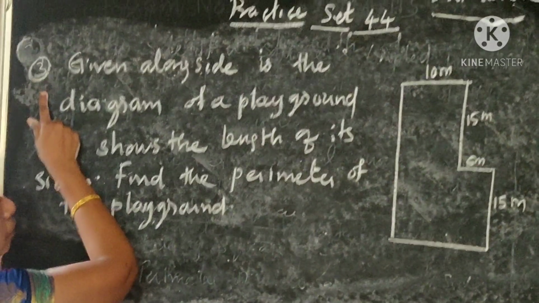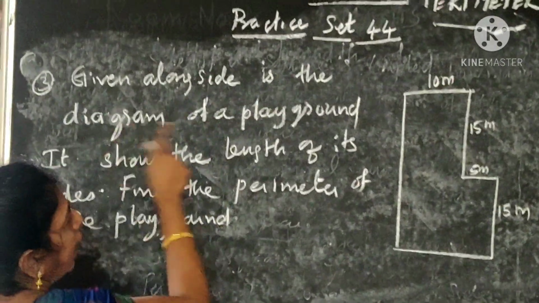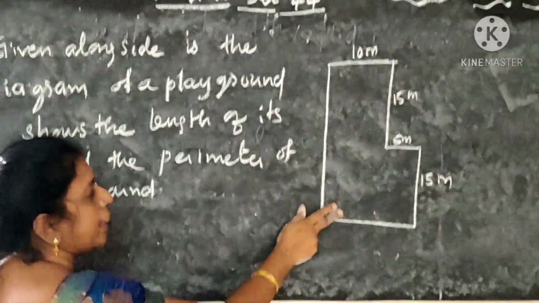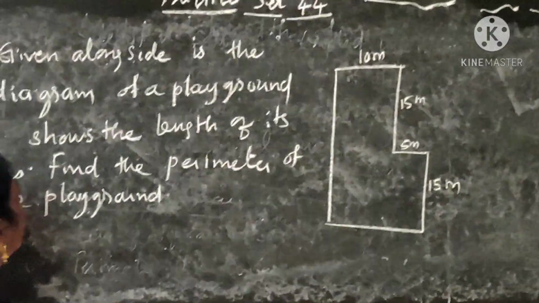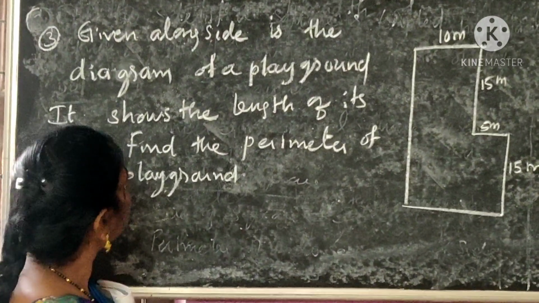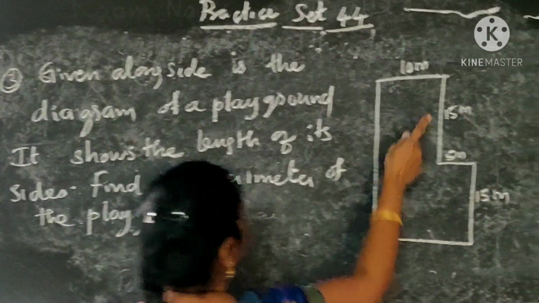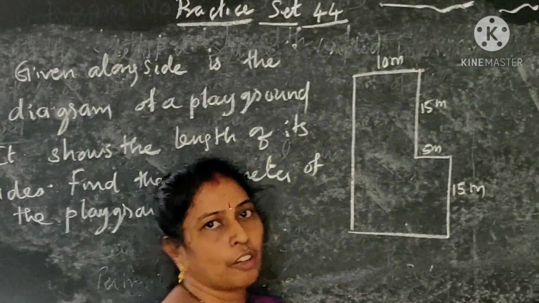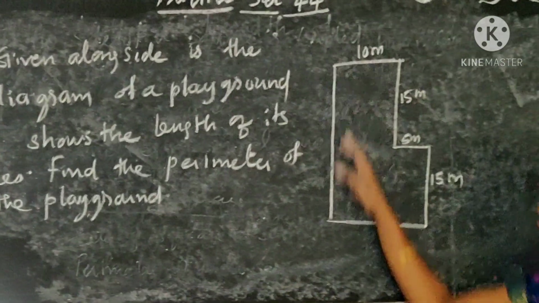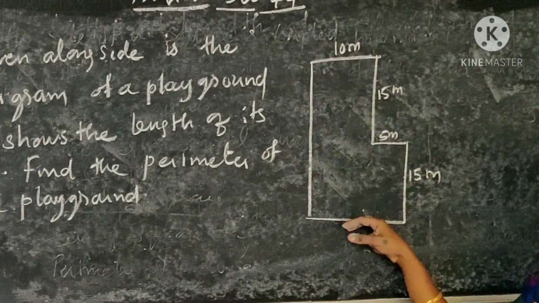Sum number 3. Given alongside is the diagram of a playground. This is a playground. The diagram is given. It shows the length of its sides. Find the perimeter of the playground. Now, playground perimeter means what? We have to add all the sides.